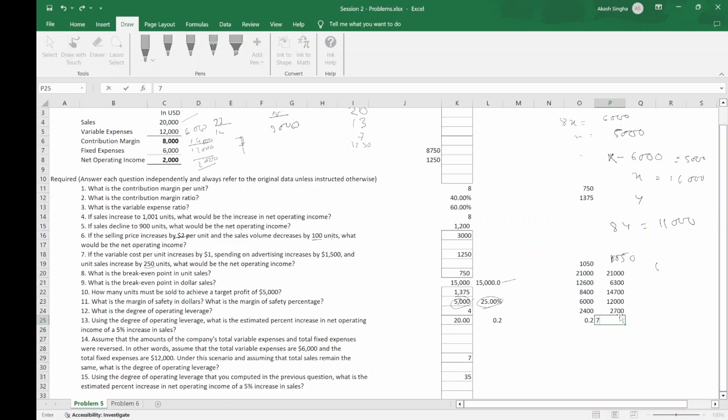So 700 increase. Previously it was 2,000, so 700 on 2,000. So it will be 35%.